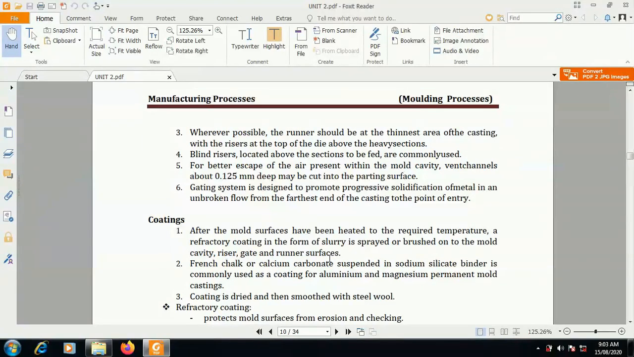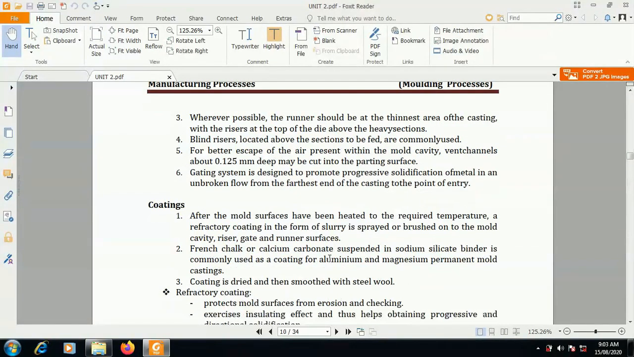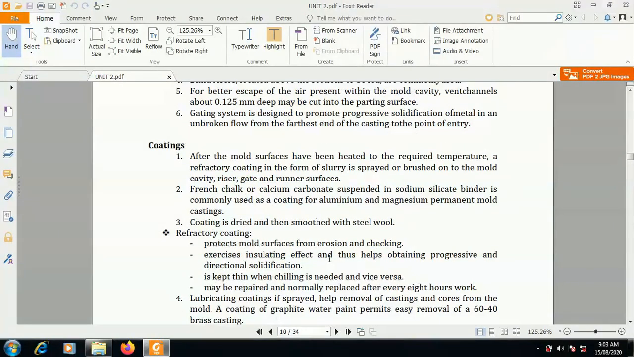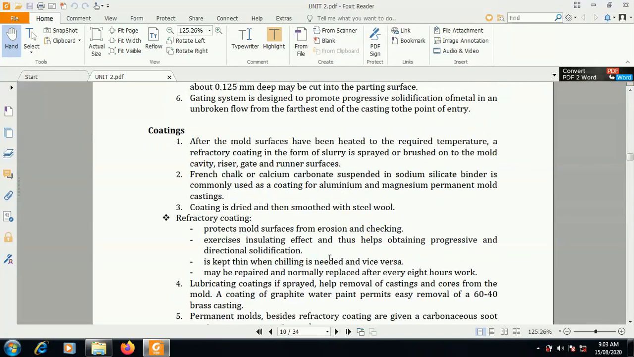At the same time we have to spray a lubricating or releasing agent, that is a liquid silicone, on the inner surface of the mold cavity, so that you can easily strip off the solidified casting from the mold. That is the purpose of coating.